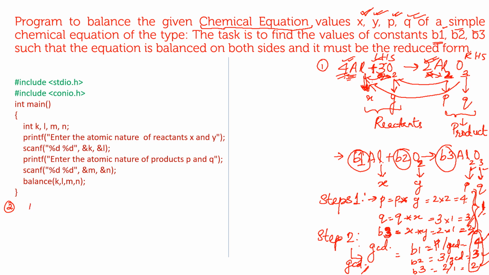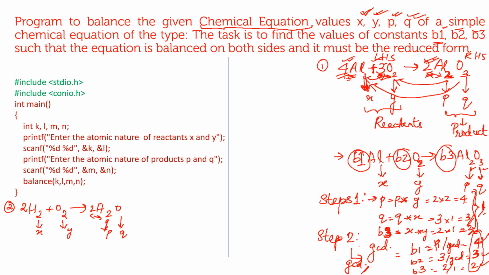Now let me take the second equation, hydrogen plus oxygen, which will give you water. How can you tell that it is a balanced equation? Here you have 2 hydrogen atoms and oxygen is 2, so you have to make hydrogen 4 atoms, right? Now it is balanced: 2H2 plus O2 gives 2H2O. Now what is your X and Y? X is equal to 2, Y is equal to 2. P is equal to 2, and Q is equal to 1, right?